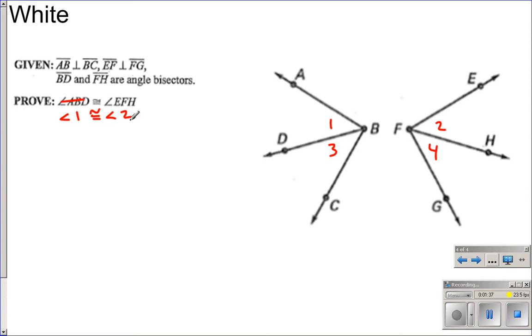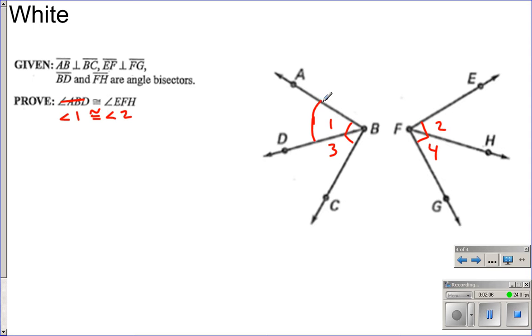Look at my givens. I'm given some perpendicular lines. AB is perpendicular to BC. EF is perpendicular to FG. I'm sorry, I kind of misspoke there. What does that tell me? That means these are right angles. Perpendicularity gives me right angles. If these are right angles, that means they're 90 degrees. Okay, what does that tell me? That doesn't really get me anywhere. That doesn't get me any closer to angle 1 being congruent to angle 2.